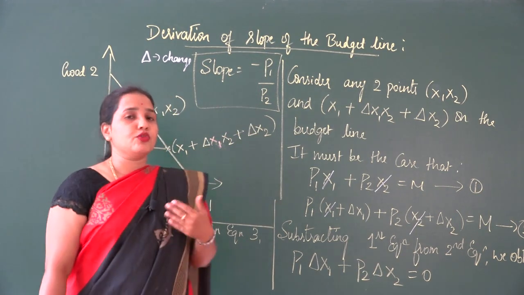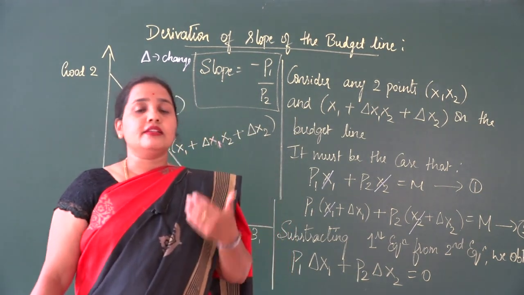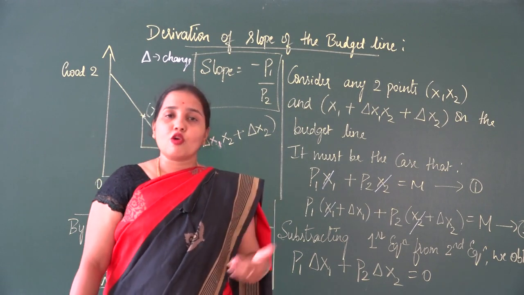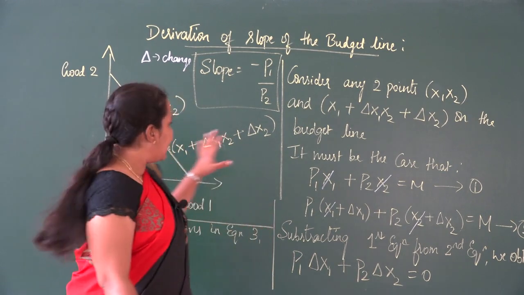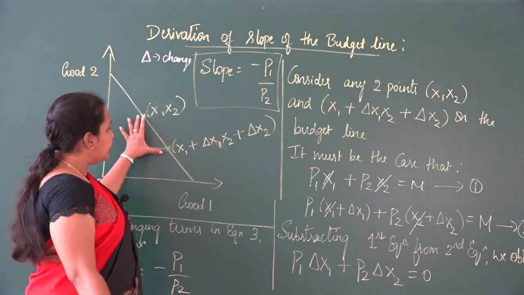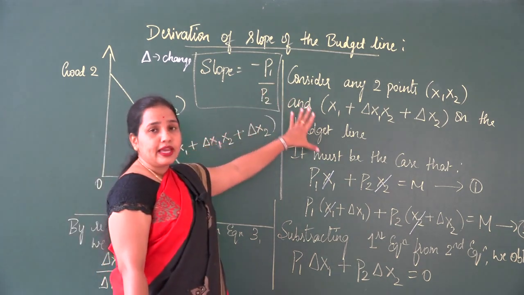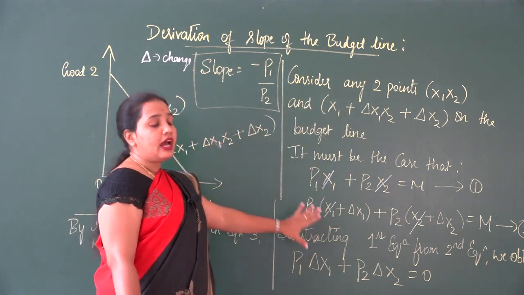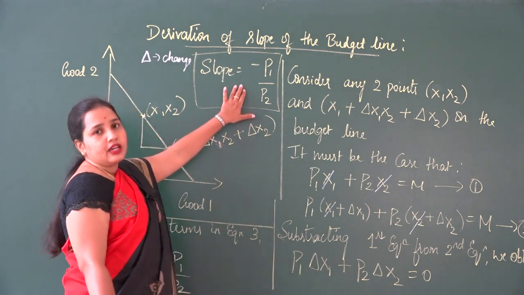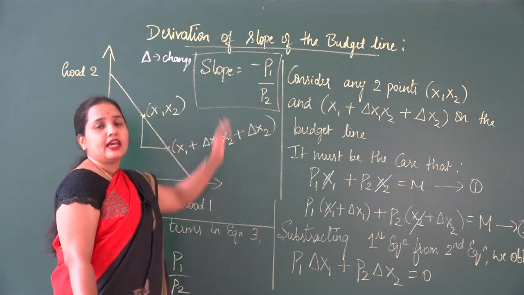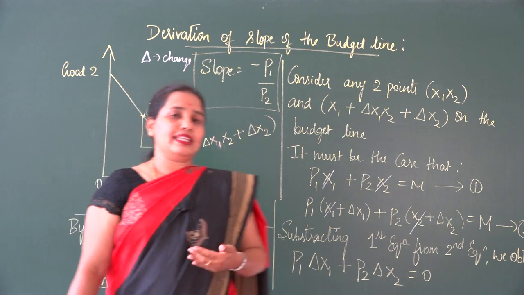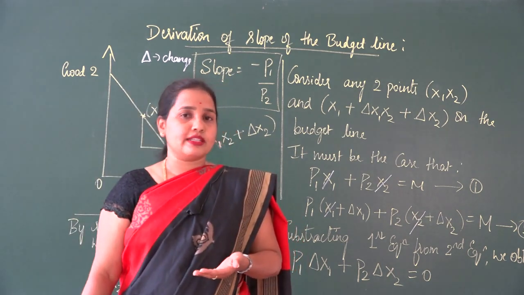So, this is how you need to explain the derivation of the slope of the budget line with the help of this diagram, by taking 2 points, and also by explaining this equation and how we derive the slope of the budget line, so that you can easily gain 4 marks in your examination.